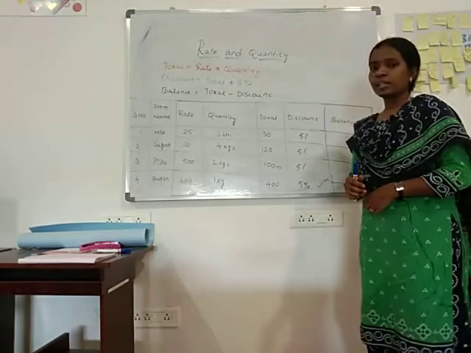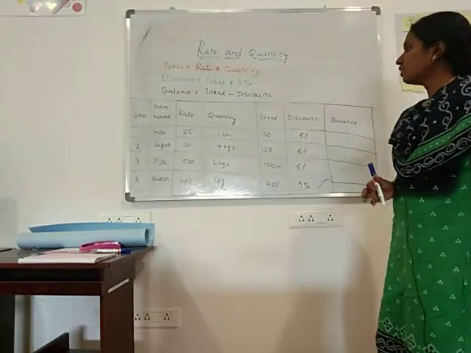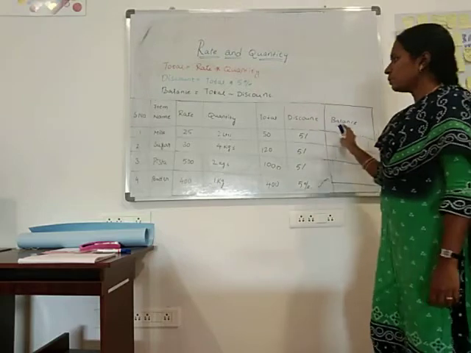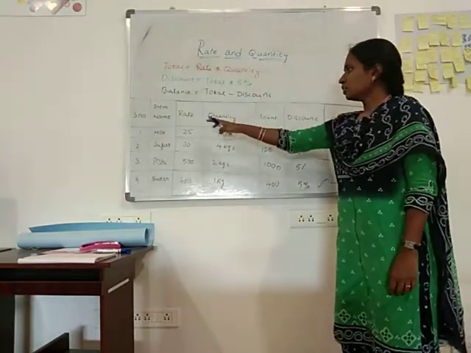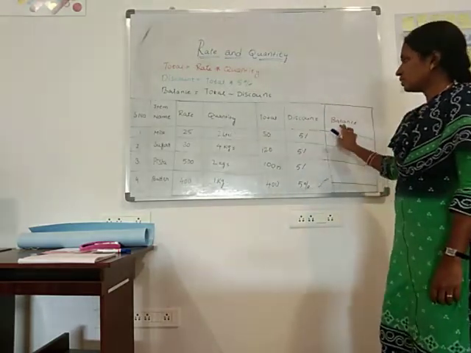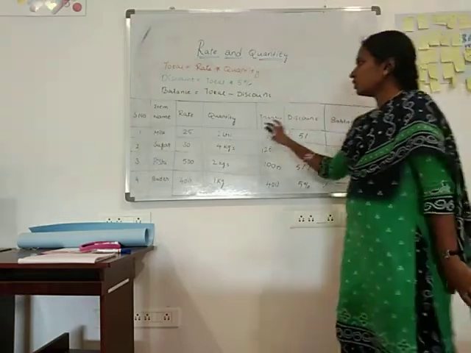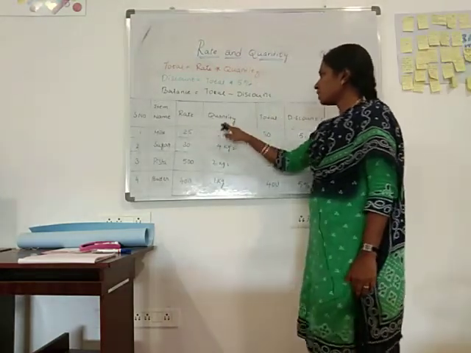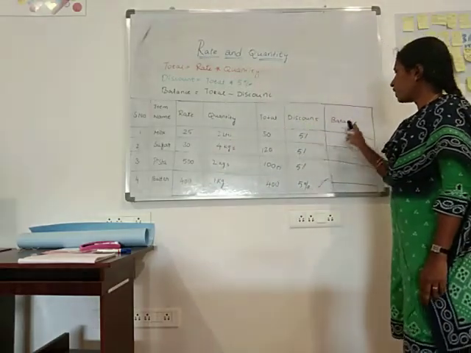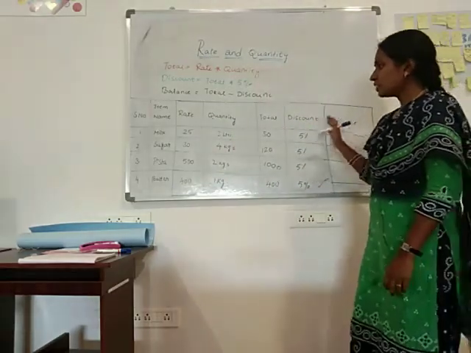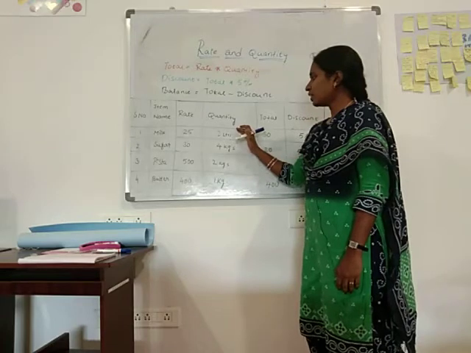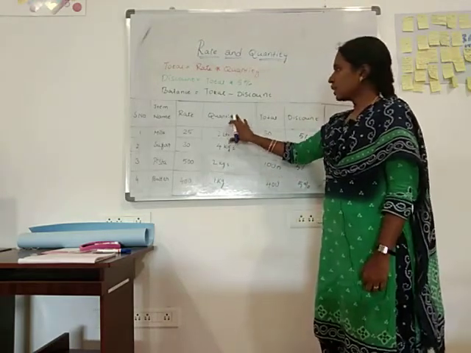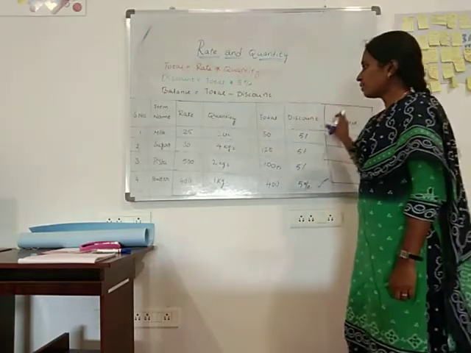So the next topic regarding rate and quantity in Excel. This is the one kind of database we are taking. The table consists of 1, 2, 3, 4, 5, 6, 7 fields. The first field is serial number, item name, rate, quantity, total, discount and balance. The intersection of rows and columns we are taking as a cell in an Excel sheet. So the table consists of these 7 fields.